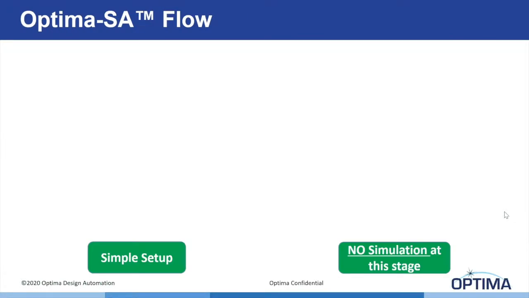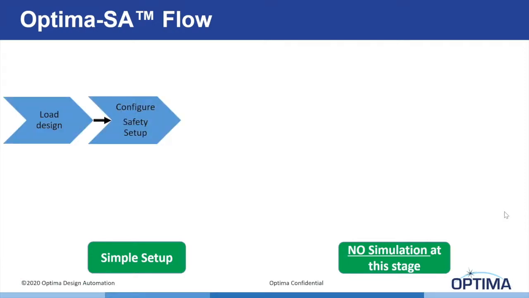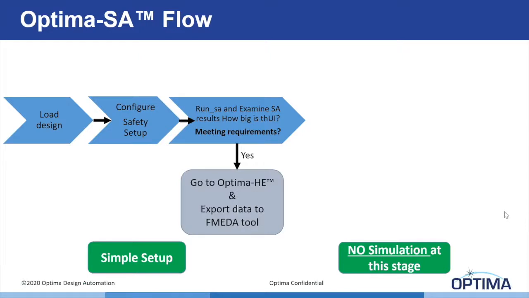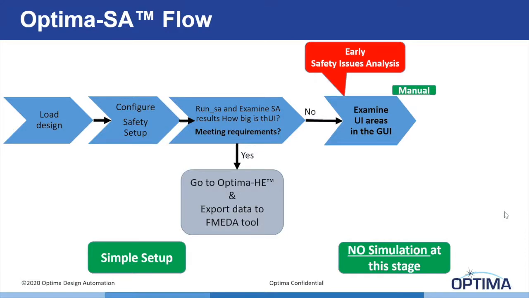So the Optima SE flow is very simple, and there is no simulation at this stage. You load the design, you configure the safety setup using the safety setup command, run the static analysis, and examine the SE results. Are you meeting the requirements? If yes, go to the Optima hard error analysis, which is the fault simulation tool, or export data to the FMEDA tool. If you are not meeting the requirements, examine the UI area. What are the UI as defined in the previous slide? They are unsafe and invisible. That means there are early safety issues that are identified by this. If it is invisible, that means you don't have a safety mechanism.